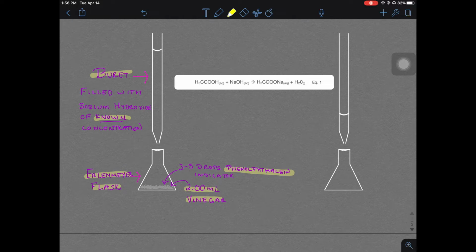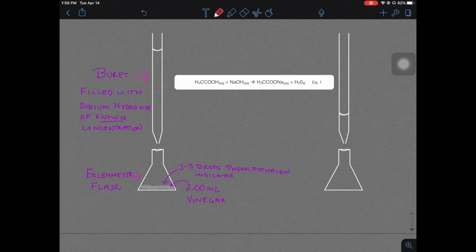So initially, we'll put our 3 to 5 drops of phenolphthalein indicator in with the vinegar, and because vinegar contains acetic acid, the phenolphthalein will be colorless because it's colorless in acidic conditions. Now we'll start adding base, and once we've added enough base to neutralize or react with all of the acetic acid, that phenolphthalein will turn pink and will indicate to us that that is the end point of our reaction.